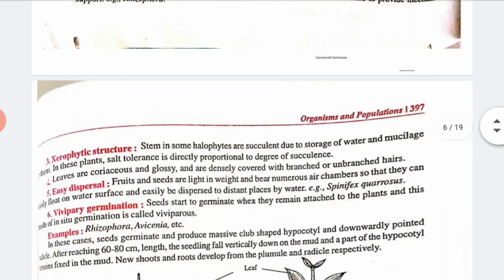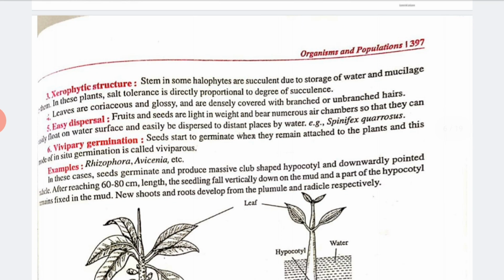If they have xerophytic structure, the stem of some halophytes is succulent, due to storage of water and mucilage in them. In these plants, salt tolerance is directly proportional to the degree of succulence. Clear? Now they have easy dispersal, or they show viviparous germination. Vivipary means the seed starts to germinate while still attached to the plant, and this mode of germination is called viviparous.